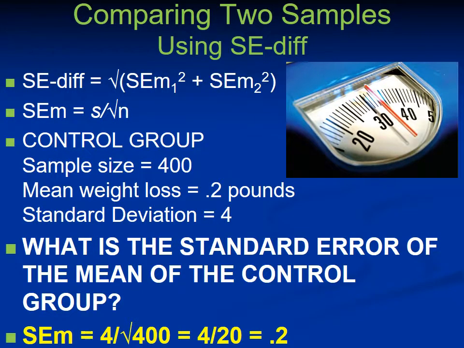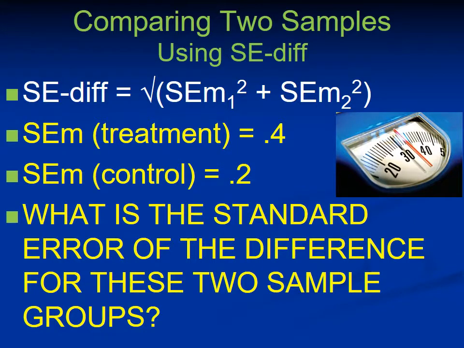Okay, so the math here, again, pretty easy. Our standard deviation of 4 divided by the square root of 400, which conveniently is 20, gives us 0.2 for our standard error of the mean of the control group. Now you have everything you need to calculate the standard error of the difference. So go ahead and do that.